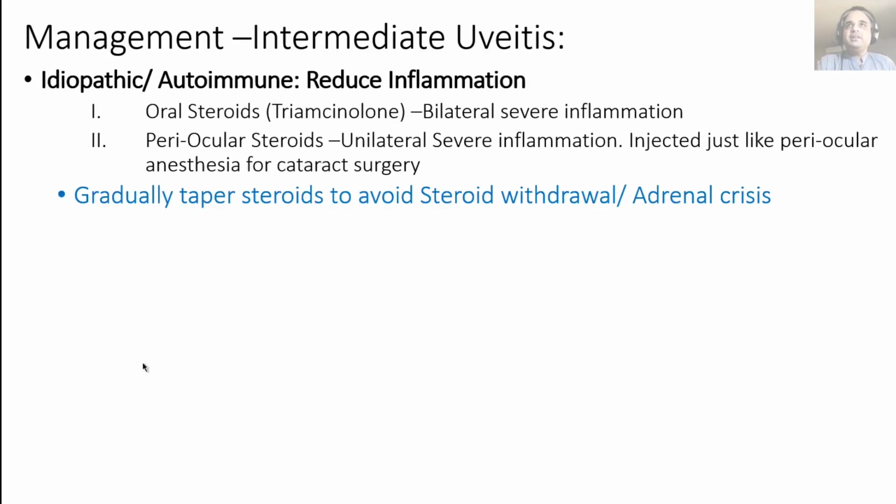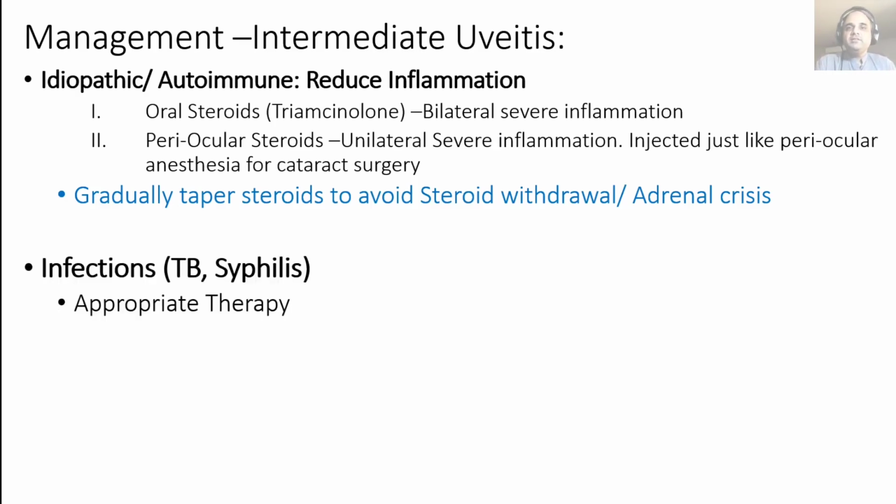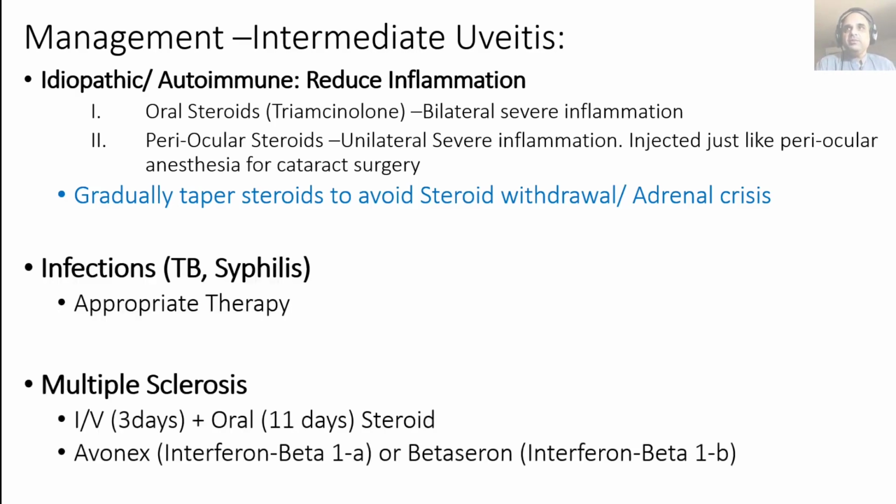And how do we manage this? Again, we need to give steroids, and topical steroids don't penetrate behind the natural crystalline lens. So you need to give oral or periocular steroids, depending on whether it's a bilateral or a unilateral condition. And you need to, again, gradually taper the steroids. If it's an infection, syphilis or TB, you do appropriate therapy.